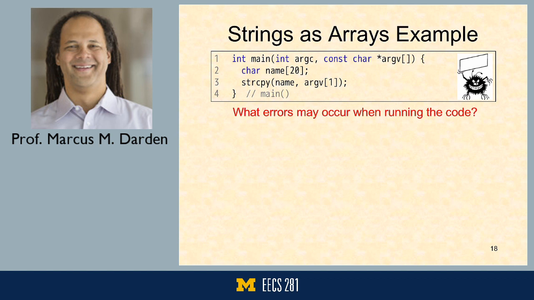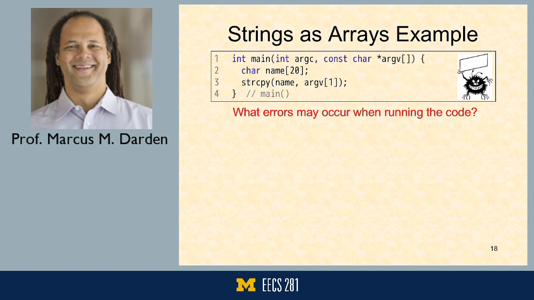Strings as arrays example. So strings are arrays. Really? Strings are arrays because really an array is just a pointer, and a C-style string is just a pointer to the place where characters begin. In a C-style string, we want to make sure we put a null terminator there. So here I've got this fixed size buffer. You see name is declared to hold 20 characters.